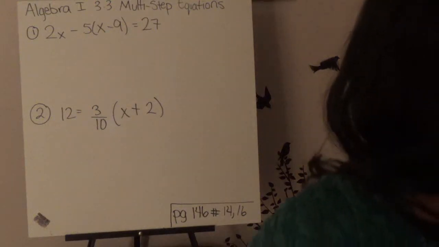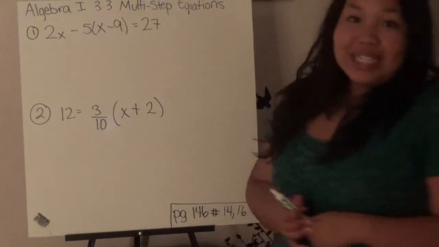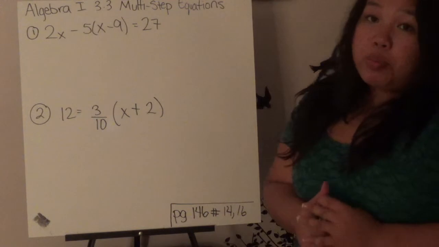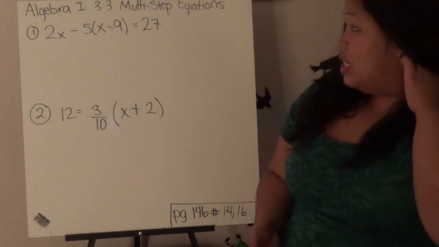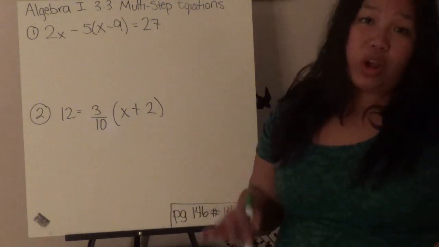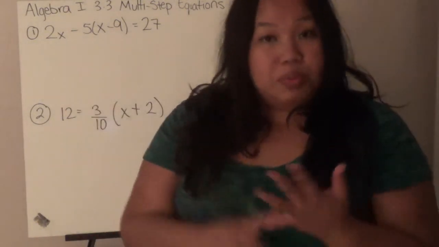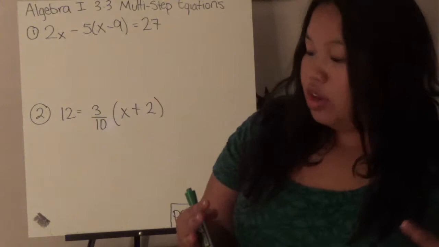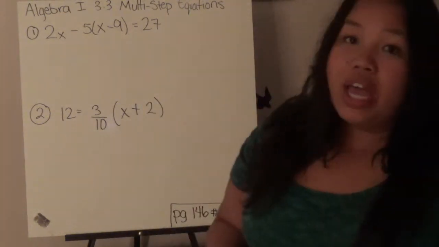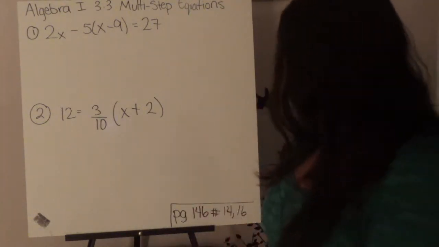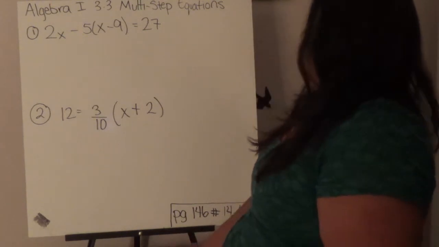In Algebra 1, Section 3.3, we're dealing with multi-step equations. The ones from the prior sections, you're just doing with one step, two at the most, but now it's a little bit more complicated. It's combining the whole distribution, combining like terms all together, and then you're going to have to simplify and then solve for x. Okay? So let's try the first one.